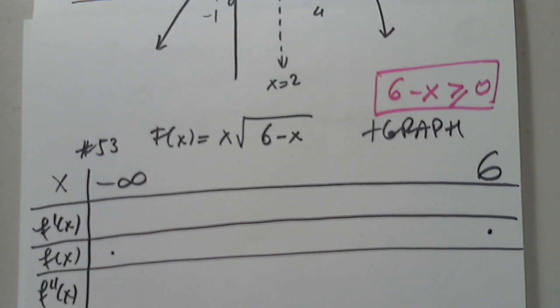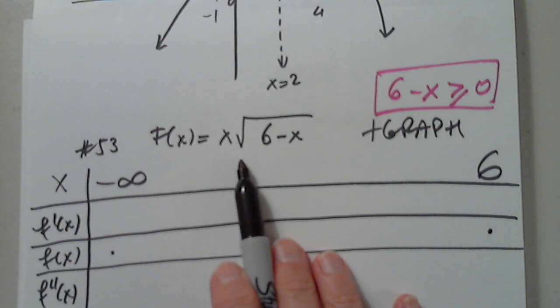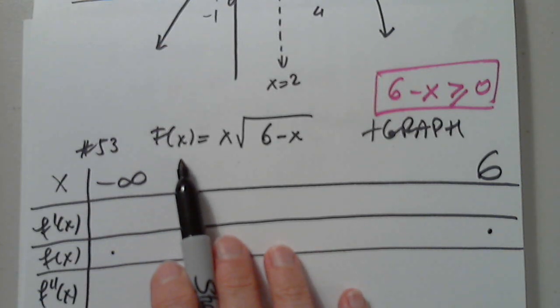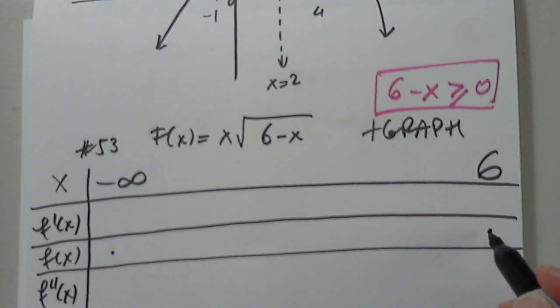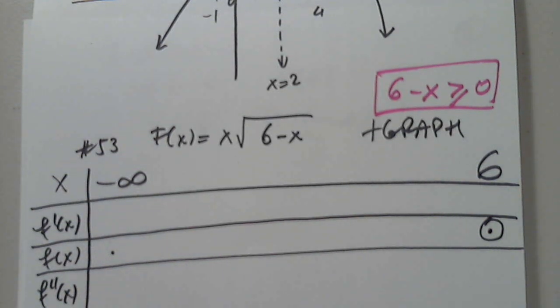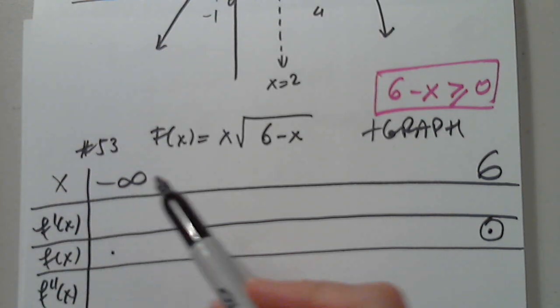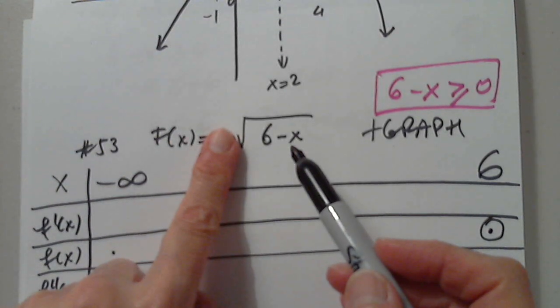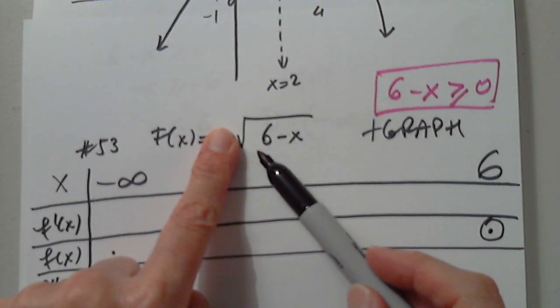Awesome. So let's plug in 6. When I plug in 6, how much is f of 6? 0. Excellent. 6 minus 6 is 0. 0 times 6, 0. Now we have to find this limit. So when x approaches -infinity, where is this going?